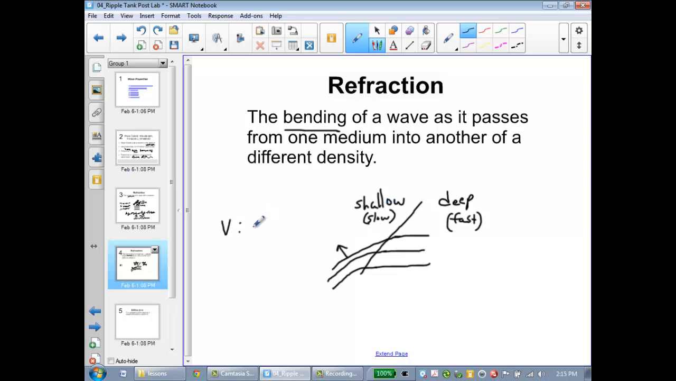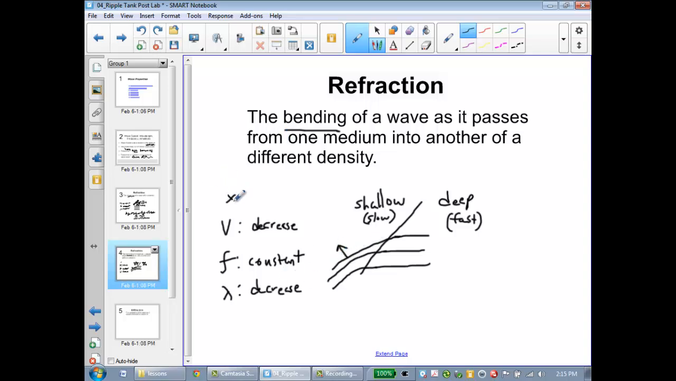And if we look at our three big properties that define the wave, the velocity, the frequency, and the wavelength, the velocity when it goes into the shallow water is going to decrease. It would increase if it were going into deep water. The frequency remains constant. That's the one thing that never changes unless you change the motor speed. And the wavelength is also going to decrease. And as a result of this slowing down, it bends, and that's refraction.